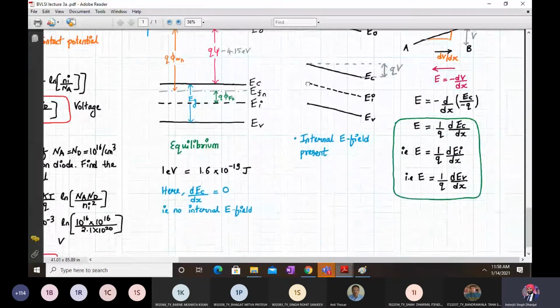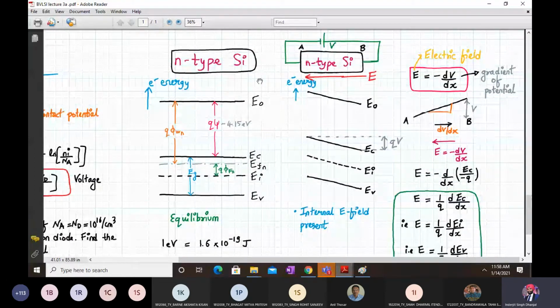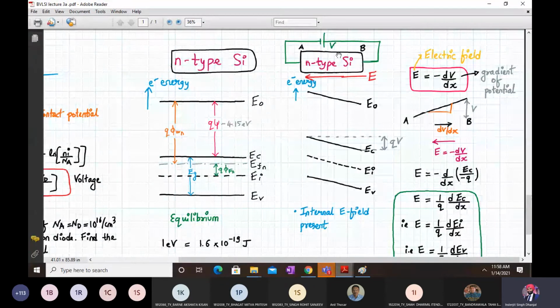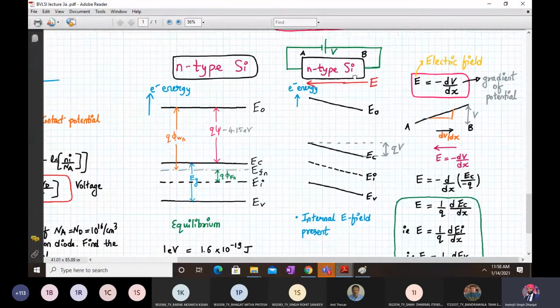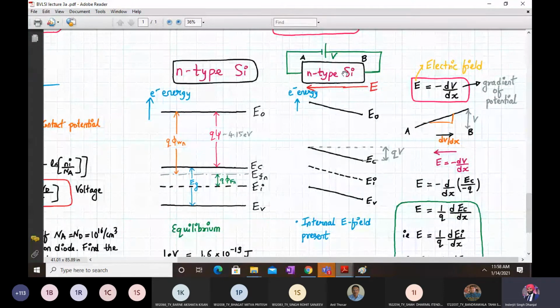So we have a last concept from this slide. Let us continue. This is the n-type silicon energy band diagram. I have redrawn it again. Imagine what will happen if we apply a potential in the silicon. You have applied an external potential, a battery potential difference. So what will happen over here on the A and B? I have marked here A and B.